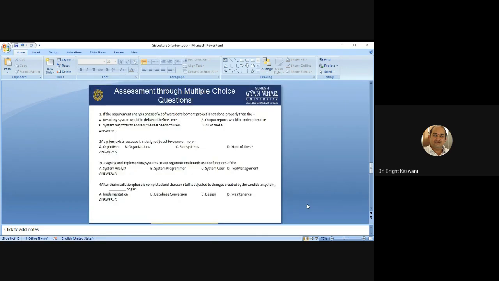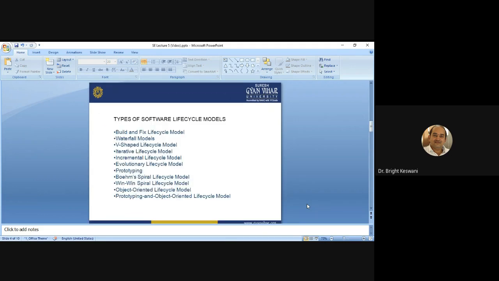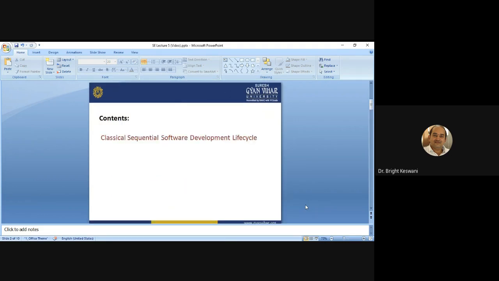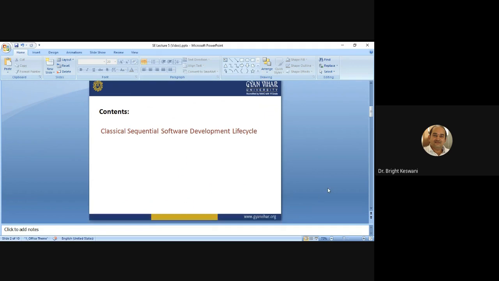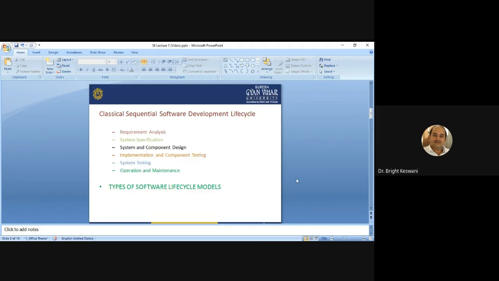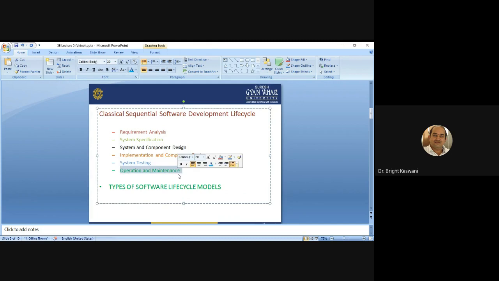We had discussed the classical sequential waterfall software development lifecycle, and these are some phases we had discussed. Requirement analysis, system specification phase, system and component design phase, implementation and component testing phase, system testing phase, and operation and maintenance phase.